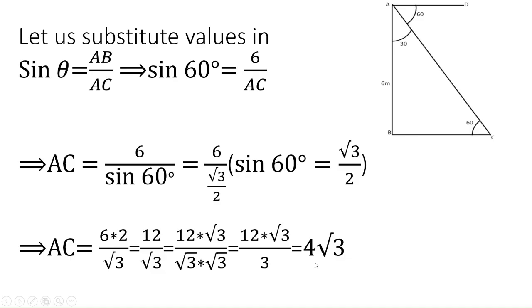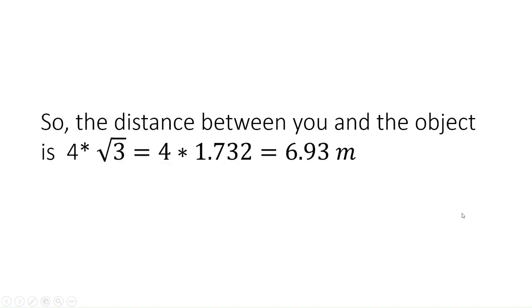What is 4 into root 3? It is nothing but the hypotenuse of the right angle triangle ABC. But what is this hypotenuse? It is nothing but the distance from the observer to the object, that we need to find out. Yes or no? So here the distance between you, the observer, and the object is 4 into root 3.